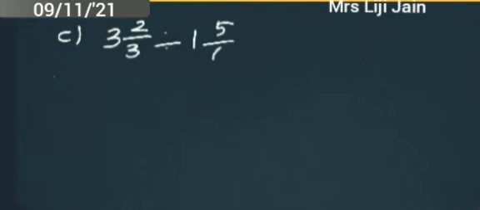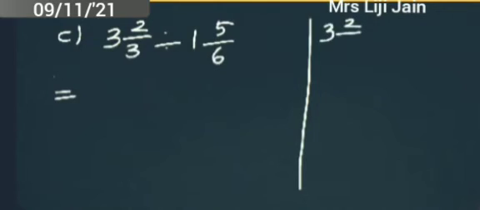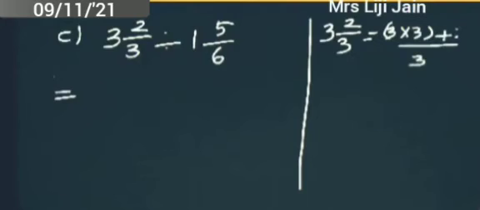C, the question is 3 2/3 divided by 1 5/6. So what is the first step? Yes, these two are mixed numbers, so both have to be converted to improper fractions, isn't it? What is the improper fraction for 3 2/3? Whole number times denominator plus numerator, over the denominator. Actually this has to be done in the mind. 3 3s are 9, 9 plus 2, 11 by 3.